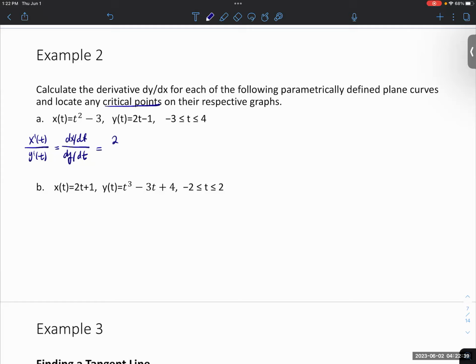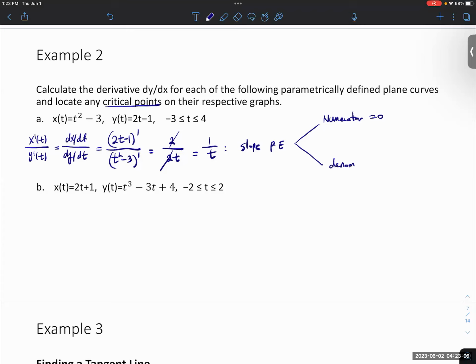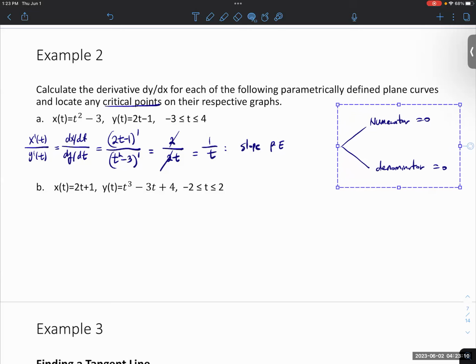So (2t minus 1) prime over (t squared minus 3) prime. So that's going to be 2 over 2t. We can cancel. So 1 over t, this is the slope of the parametric equation, correct? Now, here you have where the numerator equals 0, where the denominator equals 0, that's where you can find the critical points.